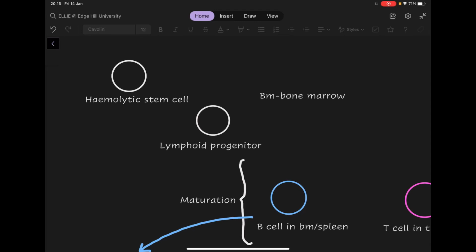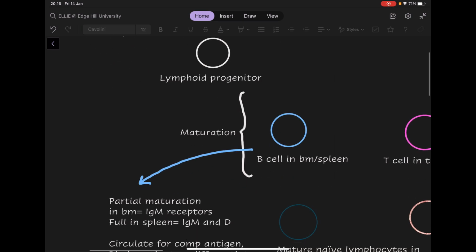So I've mentioned TCRs and BCRs and T cells and B cells, but where do these actually come from? Both T cells and B cells originate from hematopoietic stem cells, or stem cells if you just want to be a bit short. These then develop into a lymphoid progenitor, and then the separate differentiation begins.